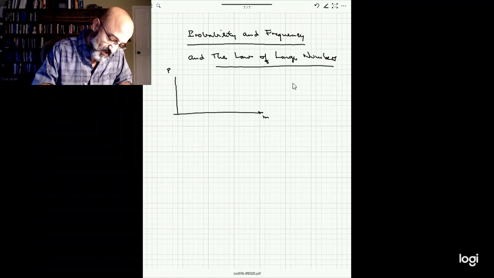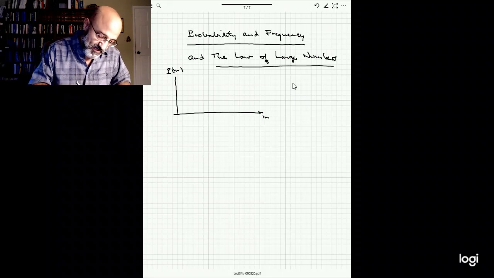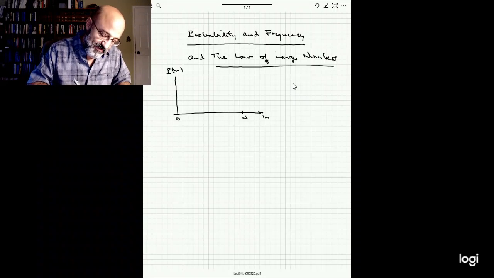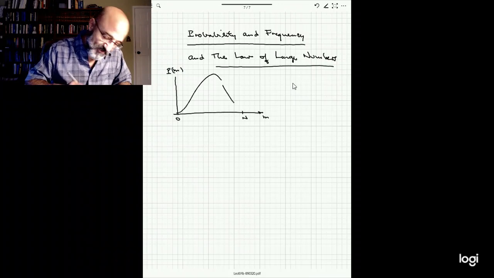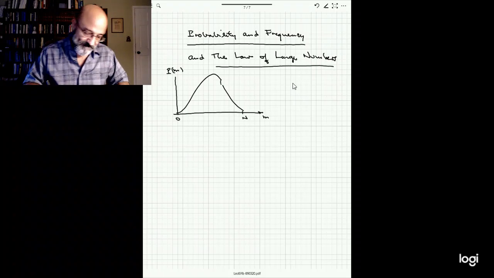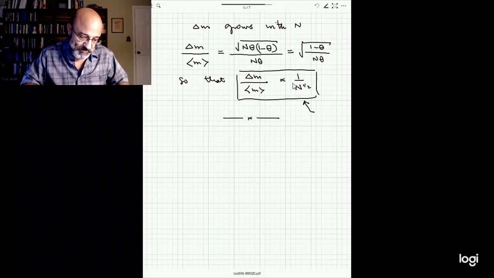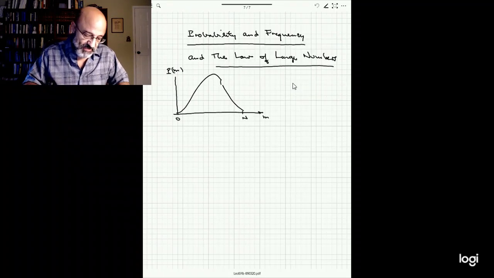Yes, the probability of M, and this goes all the way from 0 to n. And so this is obviously discrete and I shouldn't write it as a curve, but you're going to get some kind of curve like that. Some kind of curve like that.